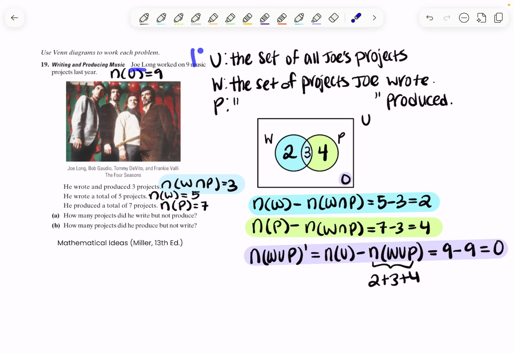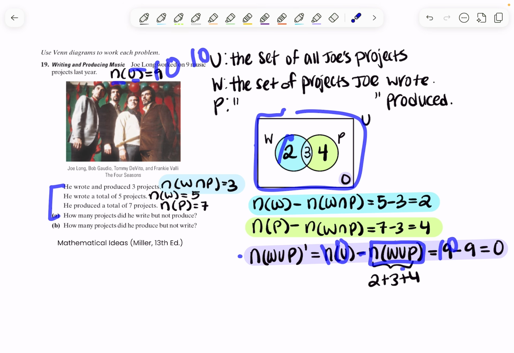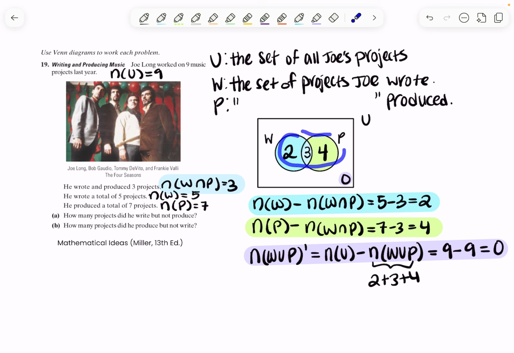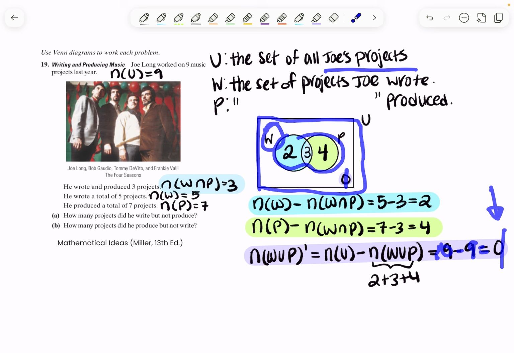But let's say that Joe worked on 10 music projects last year, and then all of this remains true. Now the number of elements in the universal set is 10. So this here is 10. And then we subtract all of the elements in this region over here, which contains 9 elements. So you would have 10 minus 9, and then we would have 1. So that means that there's one project right over here that is still inside the set of projects that Joe worked on, but doesn't belong to any of these sets. He didn't write nor produce the project. Maybe he was just a supervisor or something. So that's something that you have to watch out for, how to calculate this number.